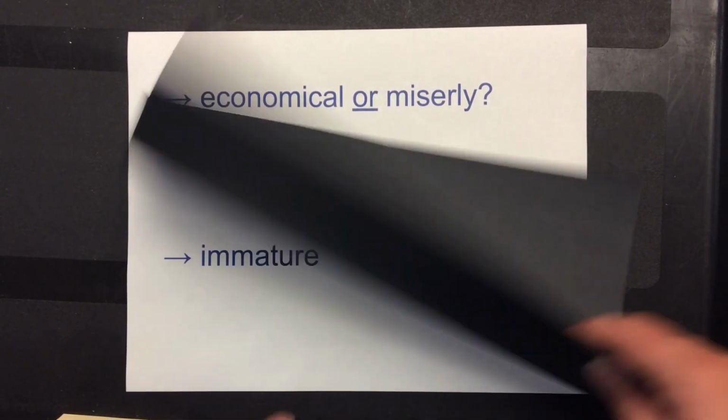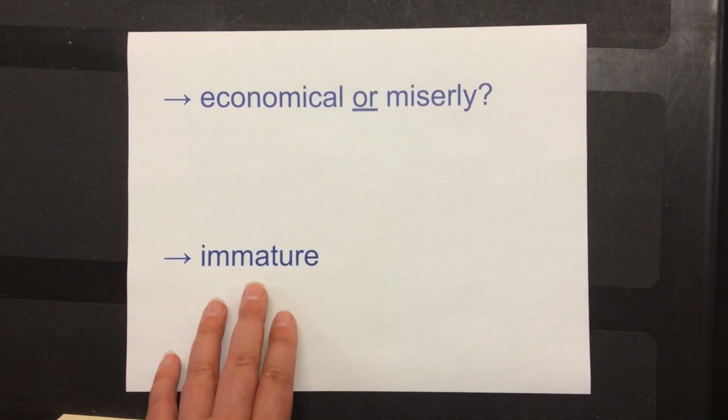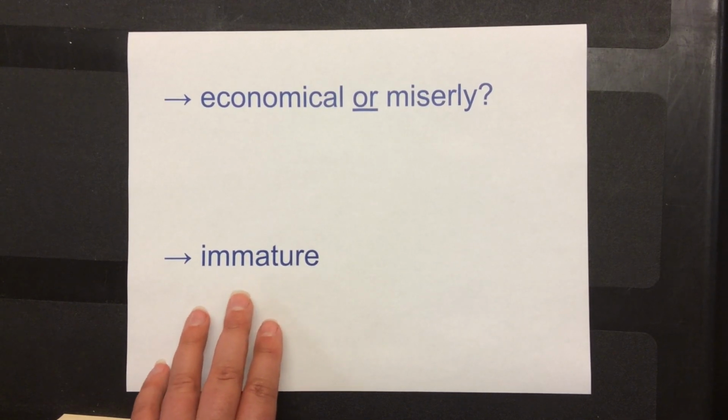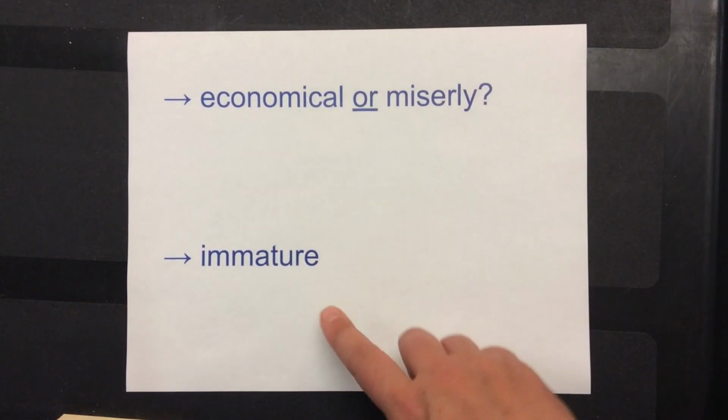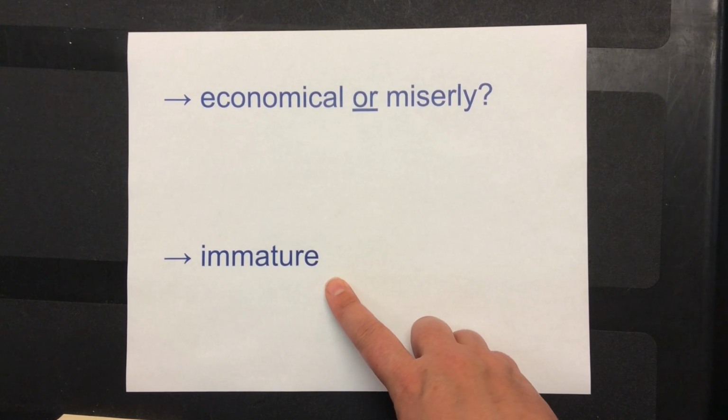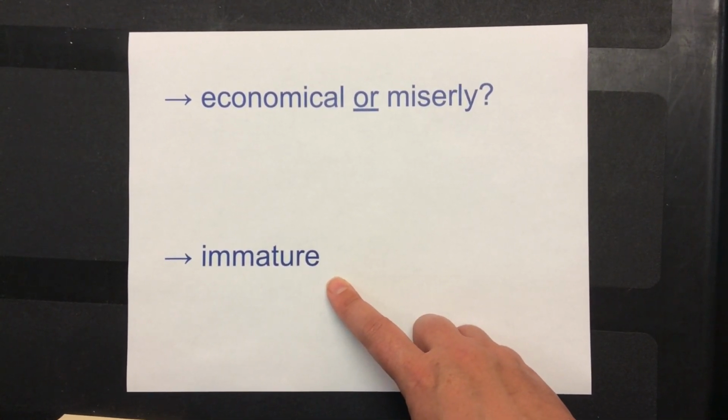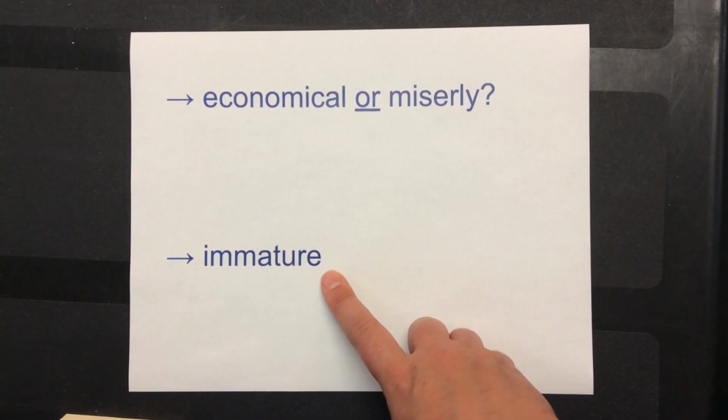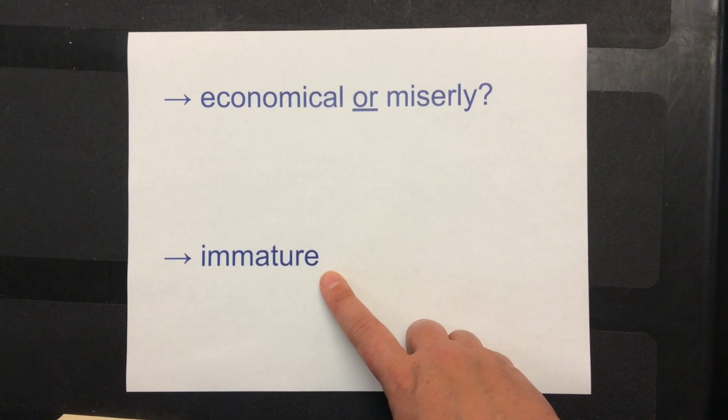Now, as I said, some words can have different connotations just depending on how they're used. So here's a word, immature. And if you're thinking about immature, you might immediately think, oh, that word has a negative connotation. And you're not wrong. If I describe a person as being immature, man, that is not a compliment. That person is not going to appreciate being described as immature.